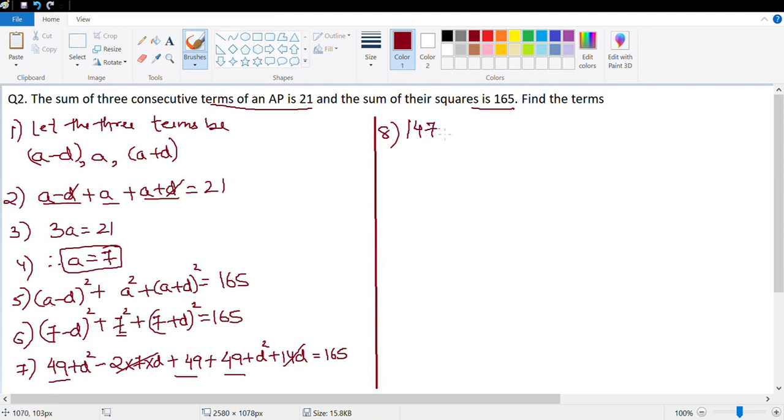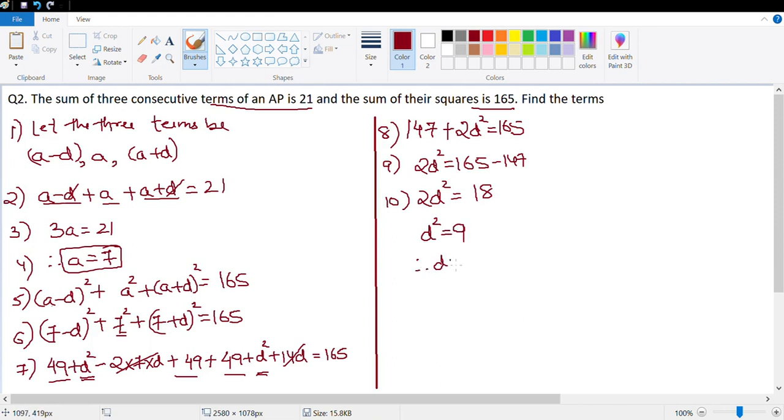147 plus I have a d square, I have another d square. So this is plus 2d square is equal to 165, which means 2 times d square is equal to 165 minus 147. I have 2d square is equal to 18, right? So this is 18, which means d square is equal to 9. Therefore, d is equal to plus minus 3. So again, in this question also, the value of d is plus minus 3.